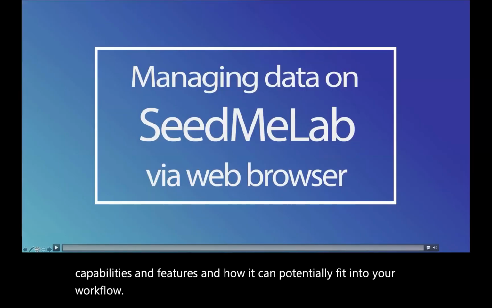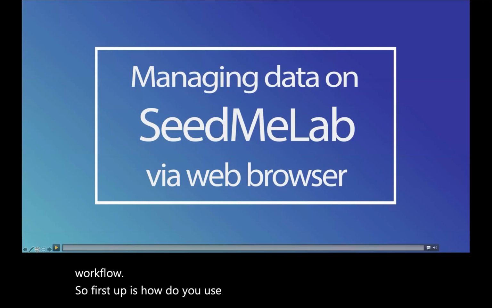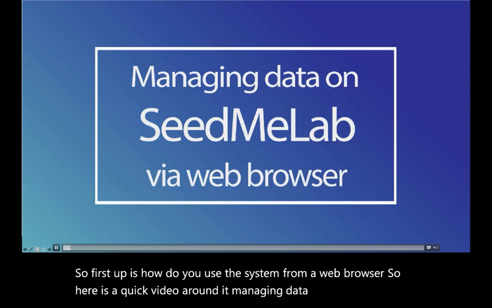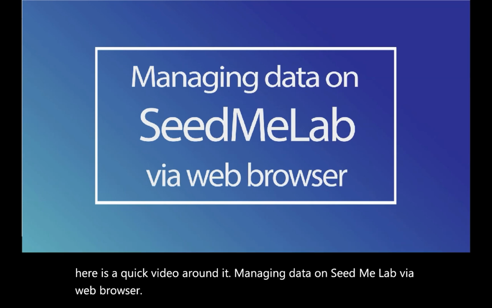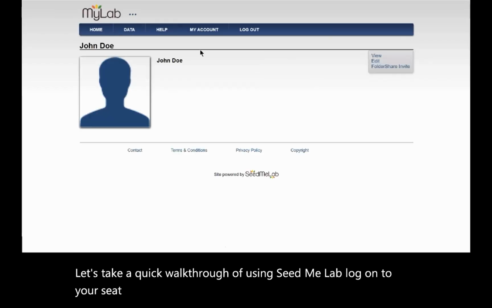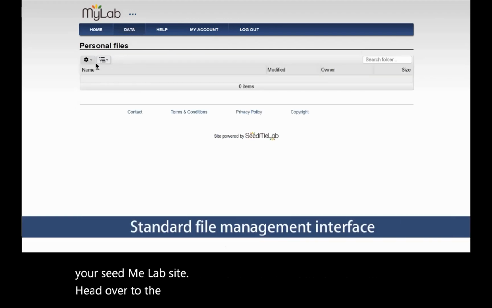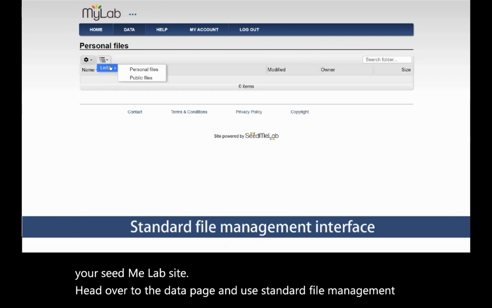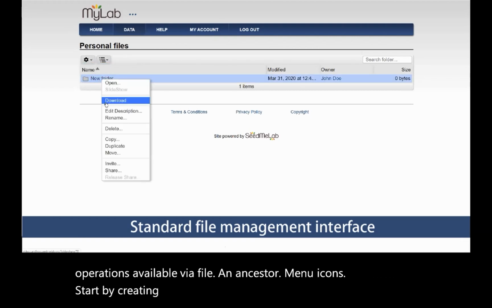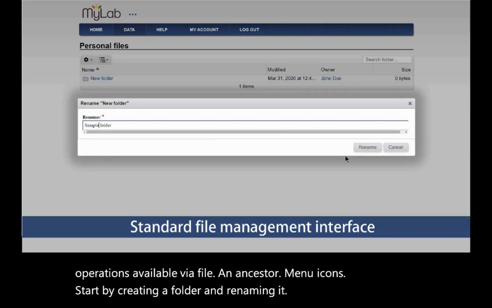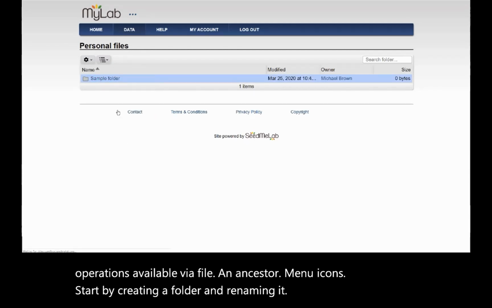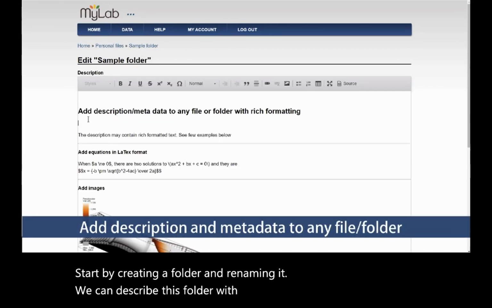So first up is, how do you use the system from a web browser? So here is a quick video around it. Managing data on SeedMeLab via web browser. Let's take a quick walkthrough of using SeedMeLab. Log on to your SeedMeLab site. Head over to the data page and use standard file management operations available via File and Ancestor menu icons. Start by creating a folder and renaming it. We can describe this folder with equations, images, tables, etc.